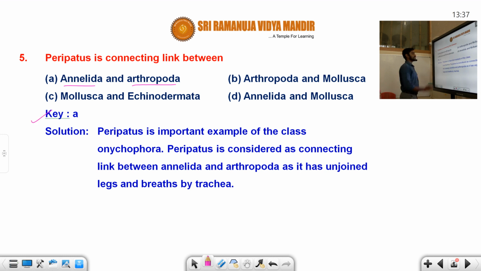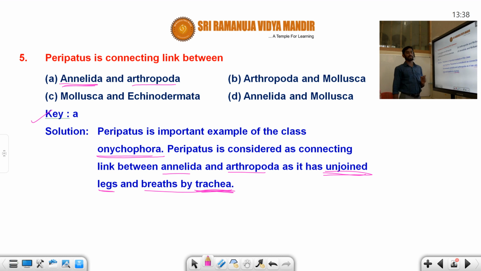So why is Peripatus a connecting link? We discussed Peripatus earlier. Among the classes of Arthropoda, Peripatus belongs to the class Onychophora. Peripatus is a connecting link between Annelida and Arthropoda because it has unjointed legs and breathes through trachea. The trachea we can observe in the Arthropoda, because of the tracheal system, and unjointed legs we can observe in the Annelida.